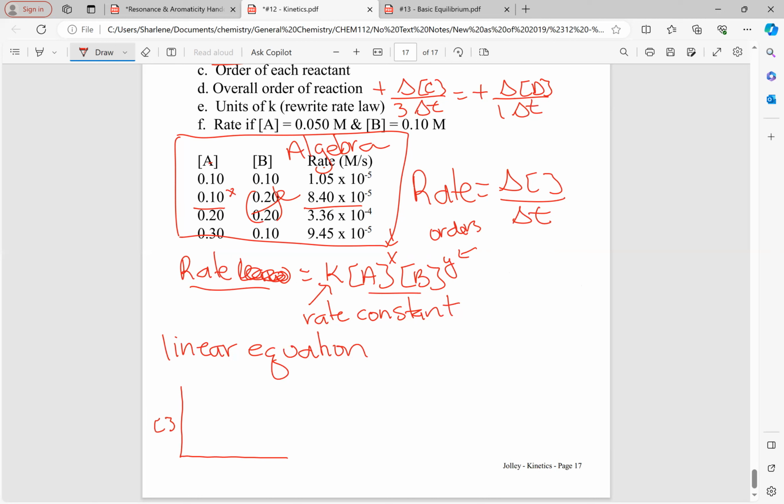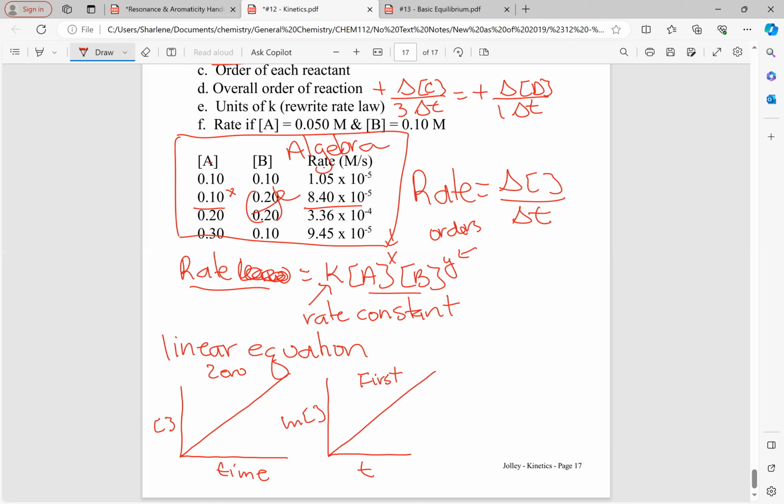If you graph concentration versus time and you get a linear line, that is zero order. Hey, math, if I graph concentration versus time and I get a straight line, I am telling me what? That I am zero order. If I graph natural log of concentration versus time and I get a linear line, I'm telling you, oh, you're first order.